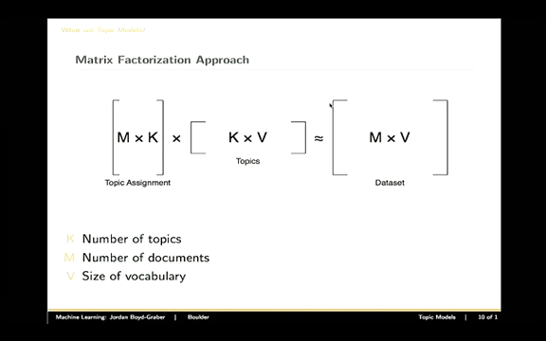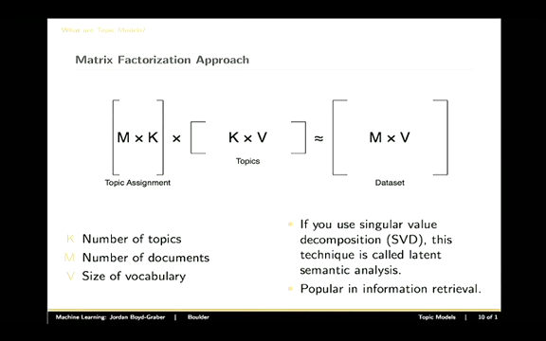You have a huge collection of documents. That's an M by V matrix with M documents and V words. And you're trying to find a low-dimensional representation of that, where you have these relatively thin matrices of topics and words. So the topics are assigned to documents. Each document has a distribution over topics. And then each topic is a distribution over words. And you're trying to find the topics that allow you to best reconstruct your overall data set.